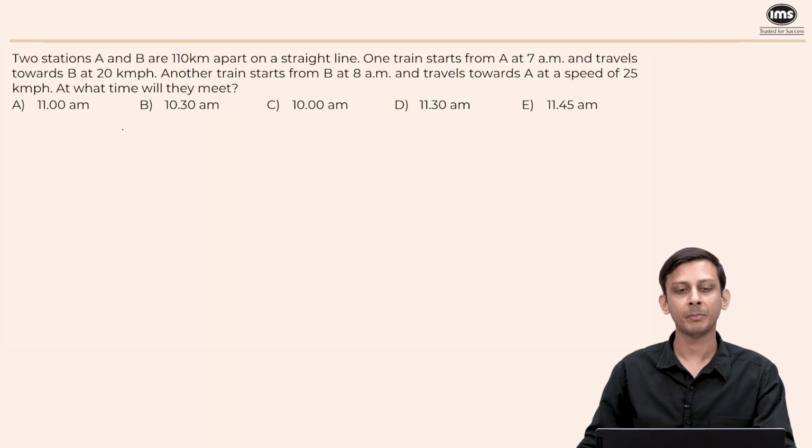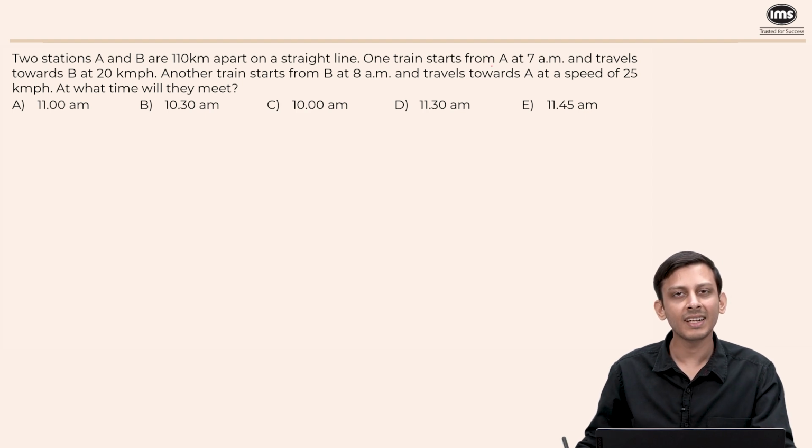Two stations A and B are 110 km apart on a straight line. One train starts from A at 7 a.m. and travels towards B at 20 km per hour. Another train starts from B at 8 a.m. and travels towards A at a speed of 25 km per hour. At what time will they meet?